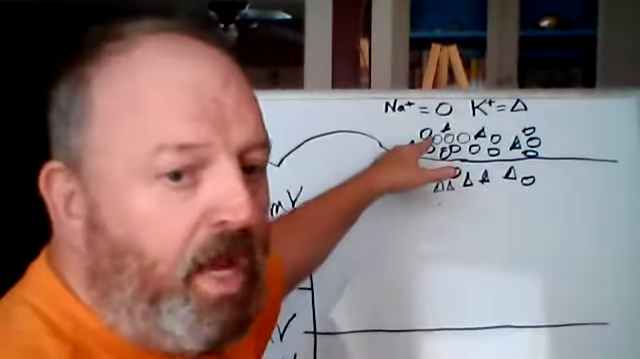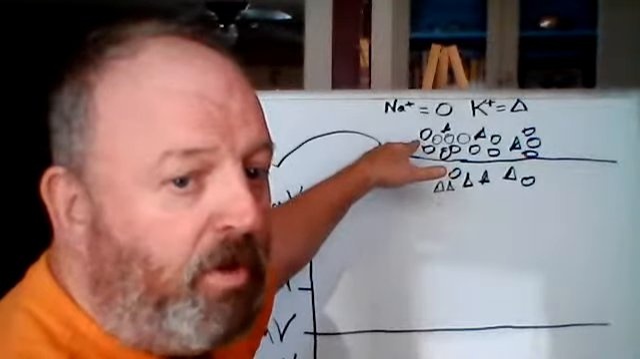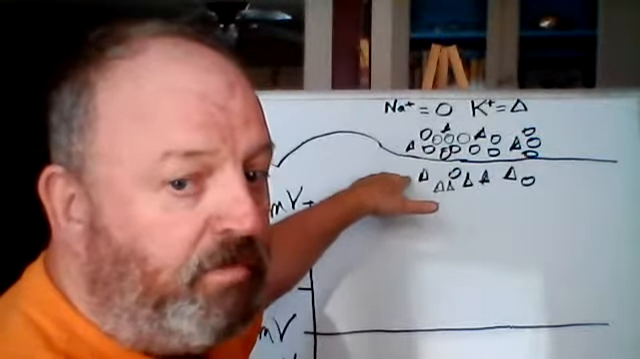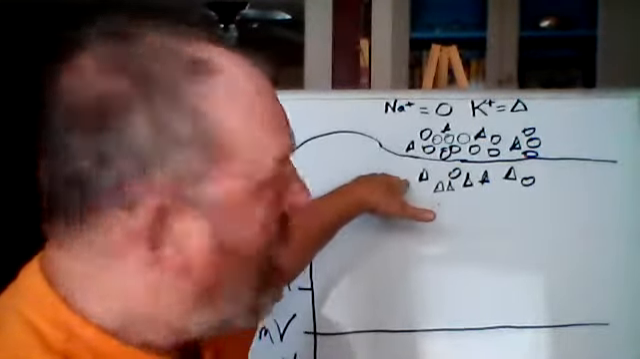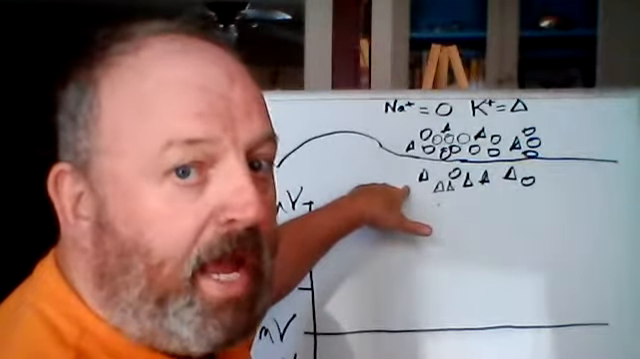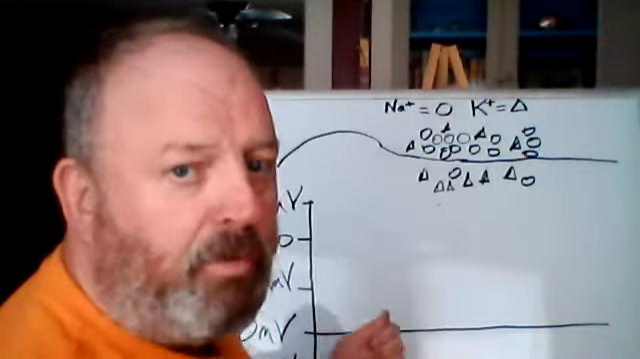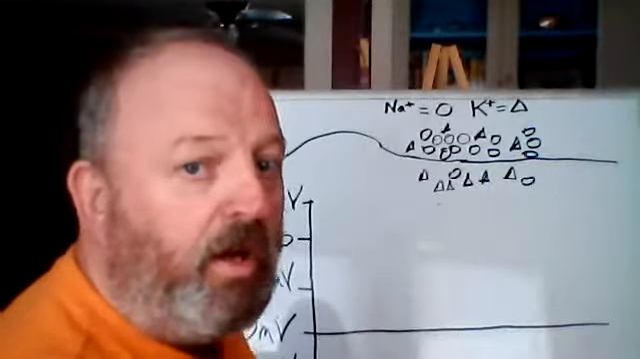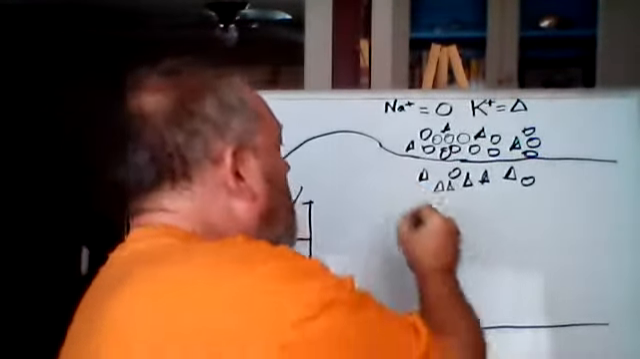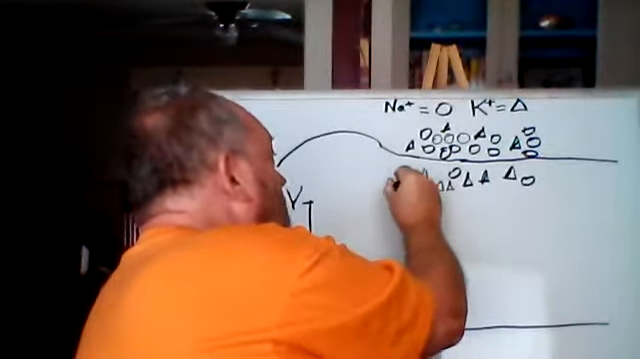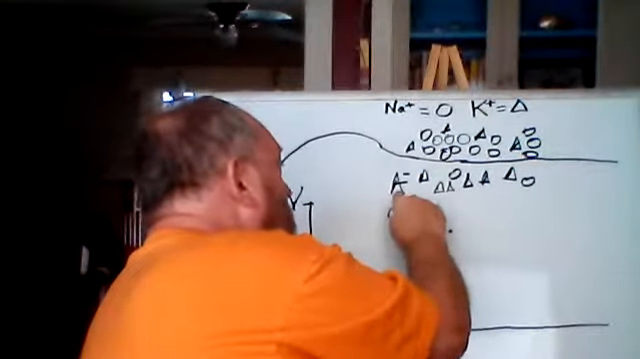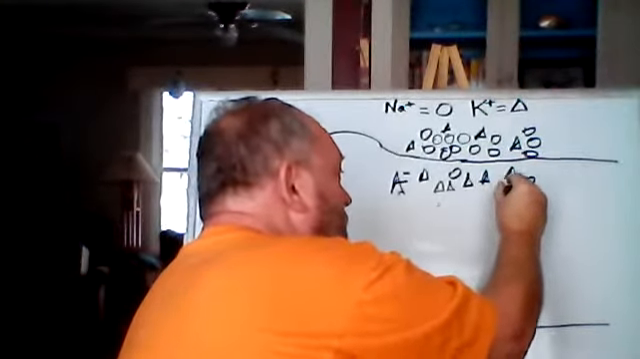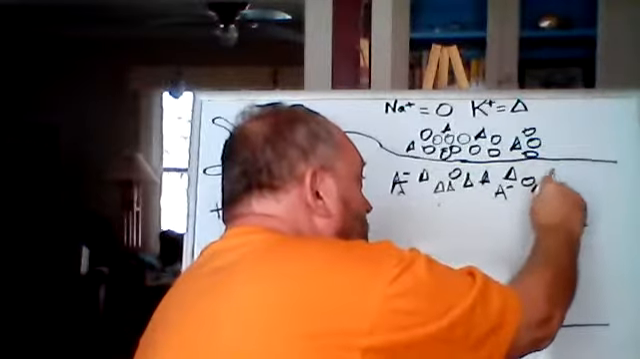But we have the greater concentration of sodium on the outside and the greater concentration of potassium on the inside. In addition, we have anions on the inside. These are proteins or maybe bicarbonate or something like that, known as A negatives.